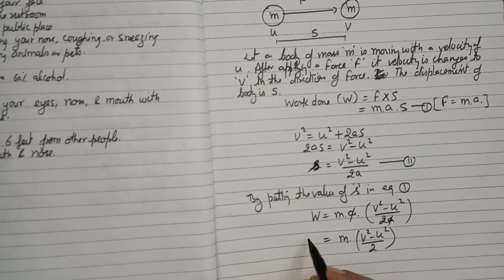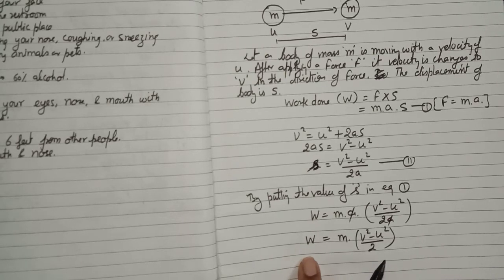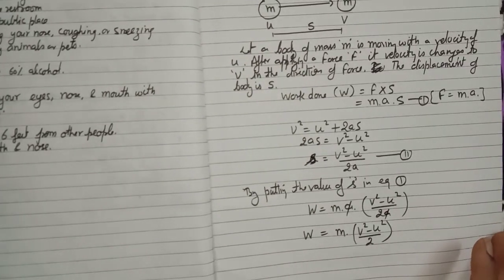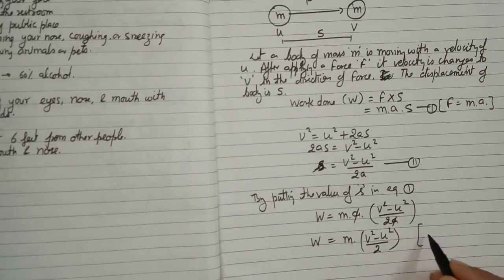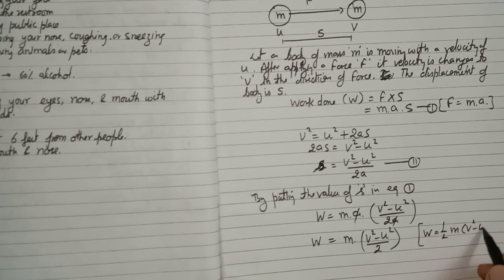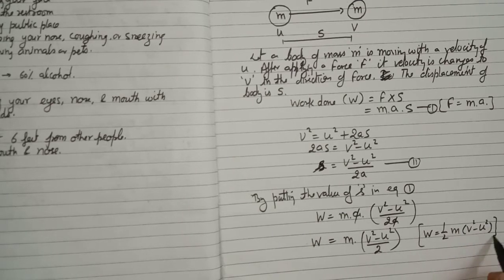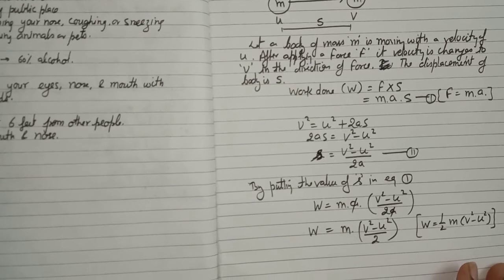This is one of the formulas for the work done when we change the velocity of a moving body. If you change the velocity of a moving body, how much work do you do? It is W is equal to 1 upon 2 m into v square minus u square. This is the work done on a body of which we change the velocity.